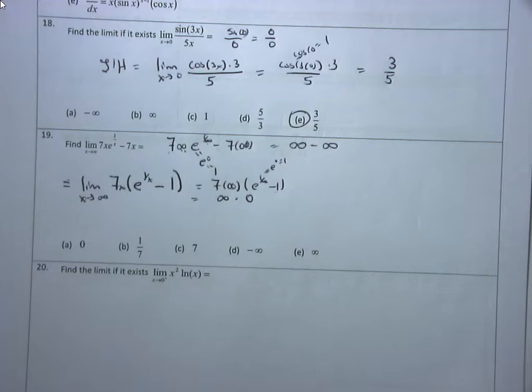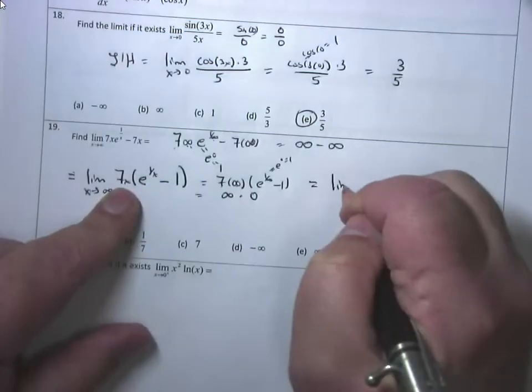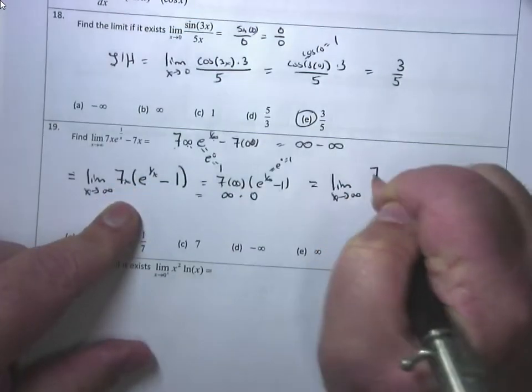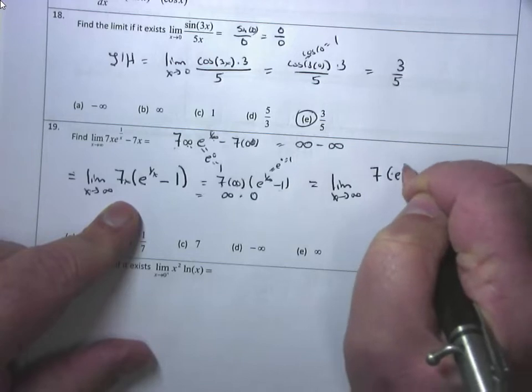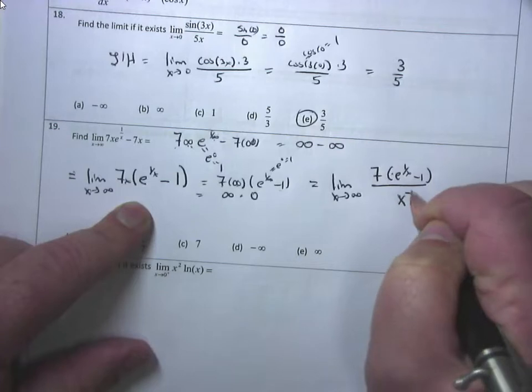So the only terms of functions, I got x and I got this weird e to the 1 over x minus 1. I'm going to move the x to the bottom. So this is the limit as x approaches infinity of 7 times, parentheses, e to the 1 over x minus 1, over, when I put it on the bottom, is x to the negative 1, right?